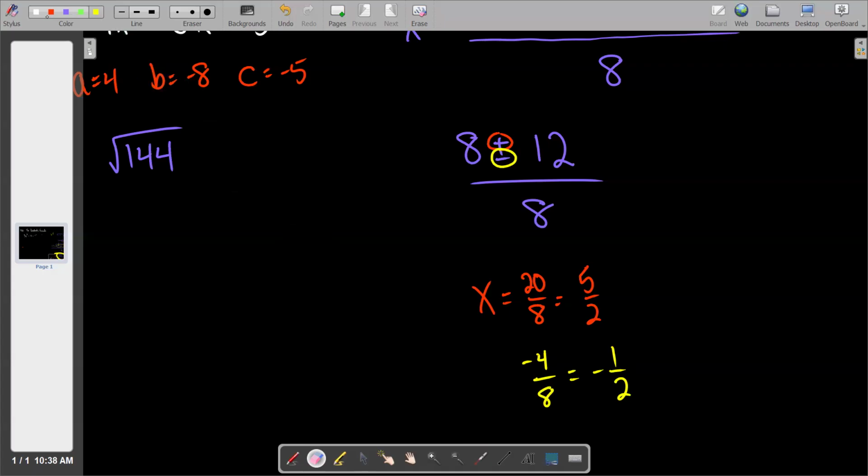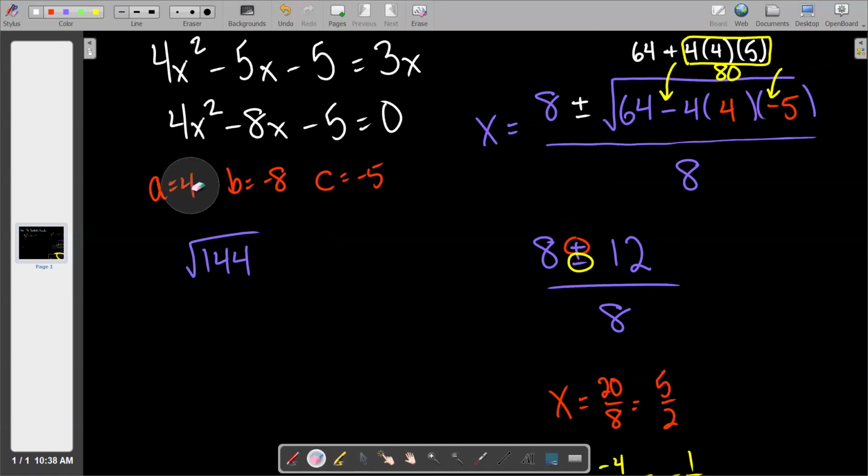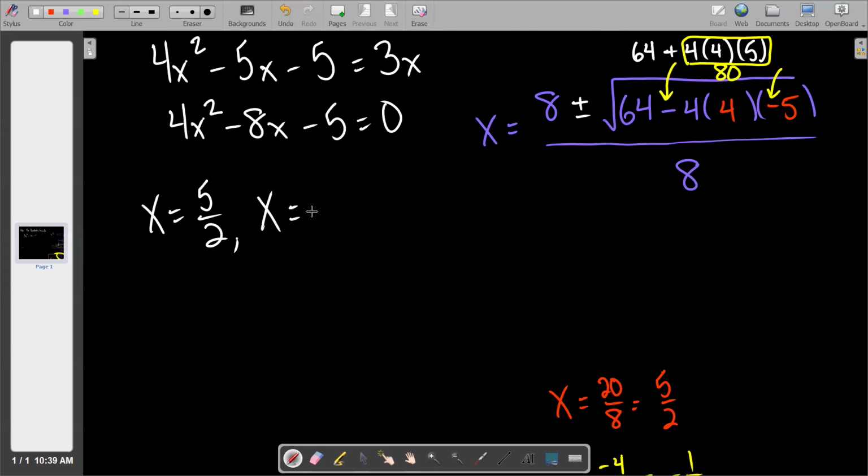The two answers to this problem, I'm going to do some erasing, are x equals 5/2 and x equals -1/2. At least for you yesterday, because I saw them. Oh, thank you. You're welcome. Appreciate that.